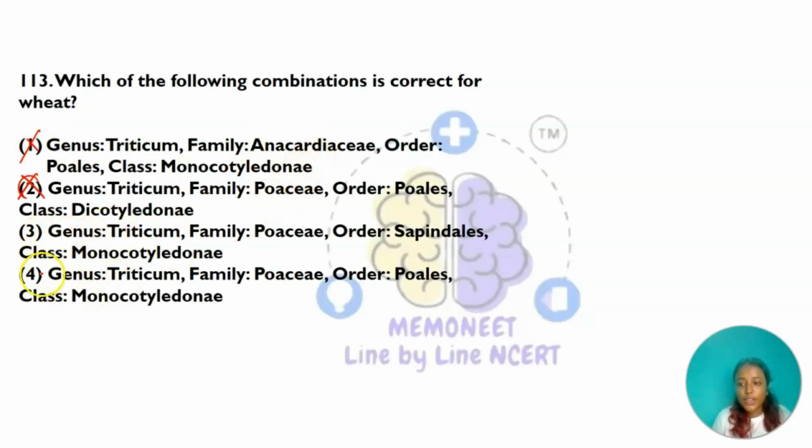Okay, so we have 3 and 4, and the scientific name for wheat is Triticum aestivum. So Triticum is the genus, which is right in both the options. Family is Poaceae, again right in both the options. However, order Sapindales is not right for wheat, the order will be Poales. So the correct answer to this question is option 4 right here, which is genus is Triticum and family is Poaceae, order is Poales, and class is Monocotyledonae.